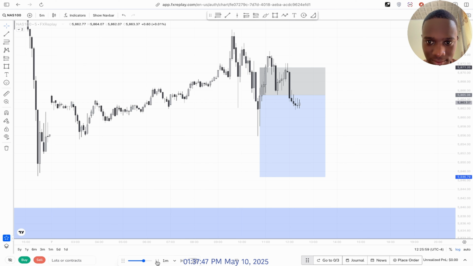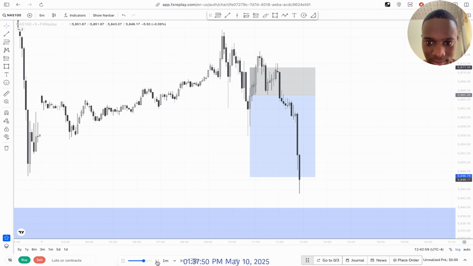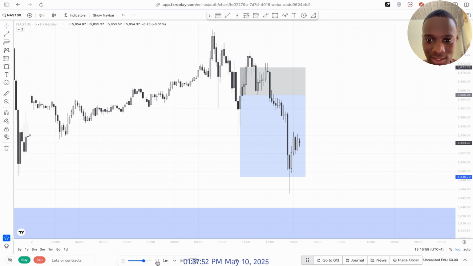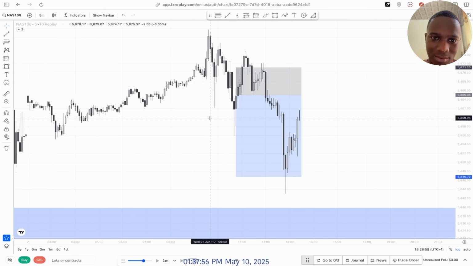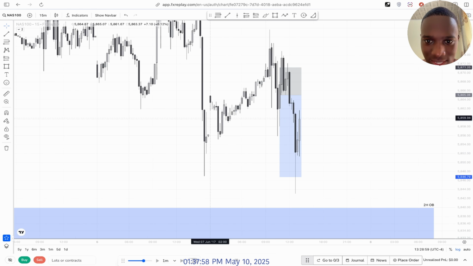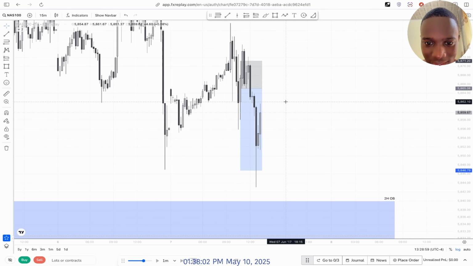Okay, you can see in the end it went in our direction. So what was wrong? It was the timing of the entry. Let's go to 15 minutes and see if we could get an entry. Well, apparently not. We didn't get one. But sell side has been taken out as we had anticipated.